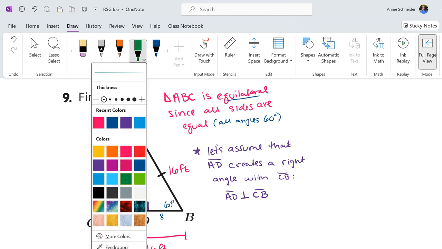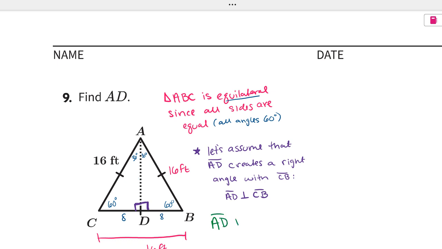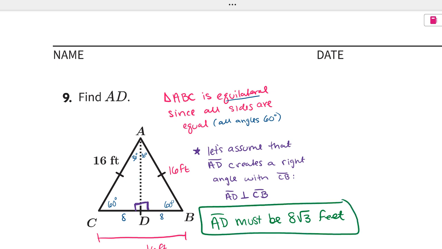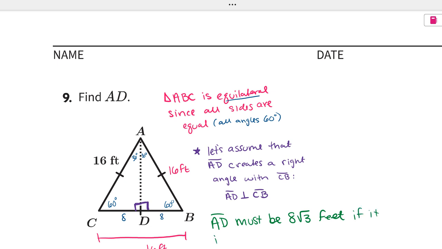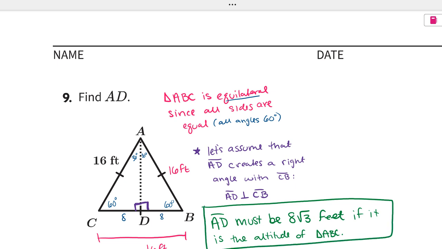So that means AD must be 8 times root 3 feet. I should say, if it is the altitude of triangle ACB or ABC. Okay.